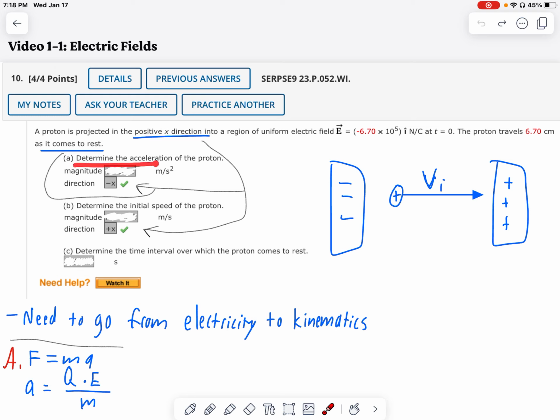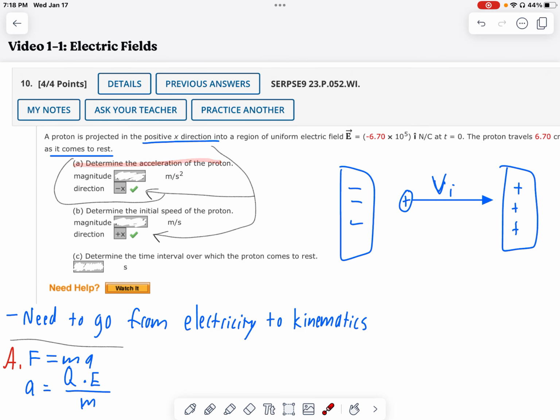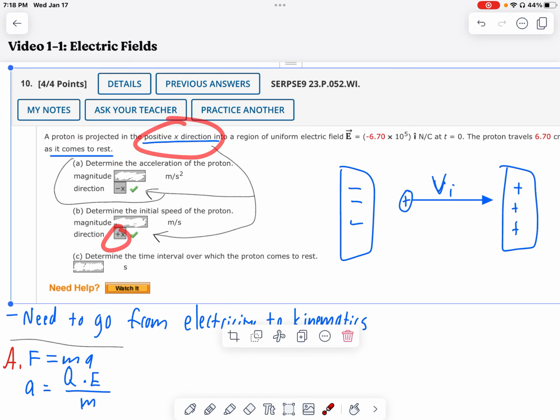So first, determine the acceleration of the proton. Well, the number, we'll get to that later, but we do know the direction is negative x as the proton does come to rest, and we are initially launched in the positive x direction. So we can put negative x for that. Again, initial speed, positive x set over here.